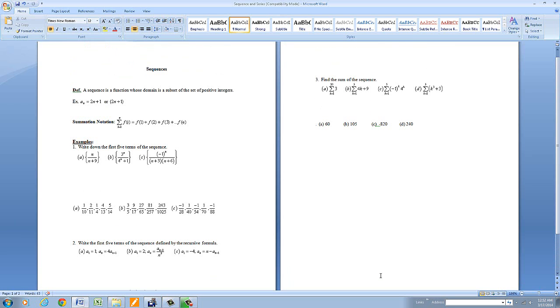Now, sometimes you're supposed to list the terms of a sequence. There are some problems where they're going to ask you to find the sum of the terms of a sequence, and sometimes they'll give it to you in summation notation. Okay, so for the last example, we're going to be looking at this summation formula right here. So you look at the first one. It says find the sum of the sequence.